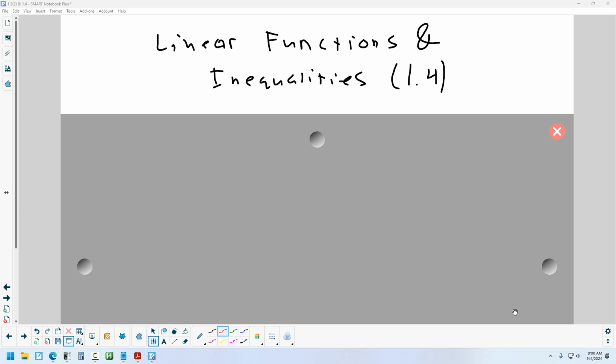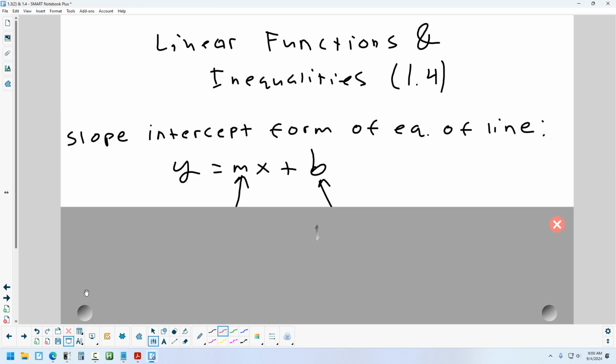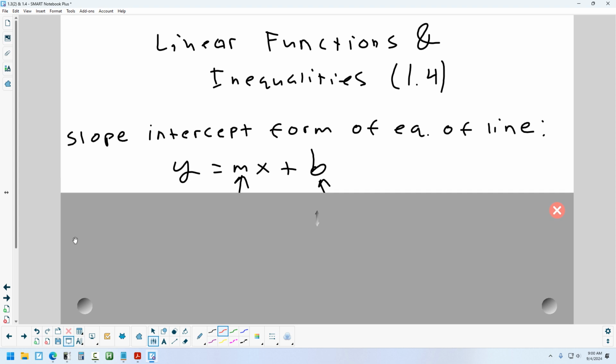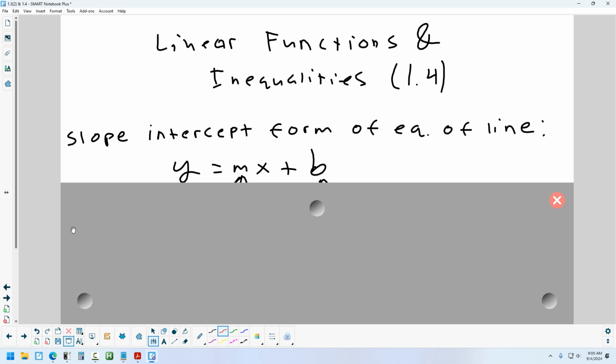So we're going to take a look at section 1.4. I don't think there'll be anything in this section, unless we do a calculator type thing, that you haven't seen before. So this one is all about linear equations and inequalities.